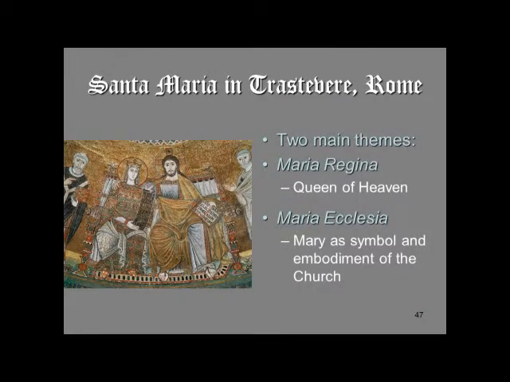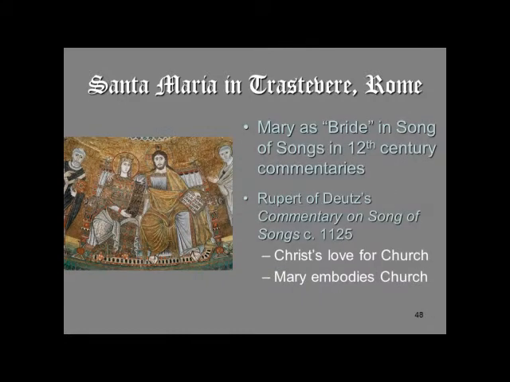Within this, we have essentially two major themes. One is what we just talked about, Maria Regina, Mary, the Queen of Heaven. And the second one is Maria Ecclesia. Ecclesia means church. So here we're seeing Mary as a symbol and the embodiment of the church, which is one of her very important titles and symbolic roles, if you will.